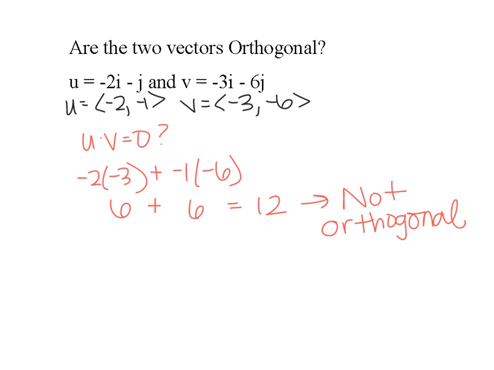Hopefully as you went through this and once you paused, you saw that the dot product, -2 times -3 and -1 times -6, you end up getting 12. So that means these vectors are not orthogonal. You could carry this further and see what the angle between them is if you'd like a little practice of that. Otherwise, let's go ahead and move forward.